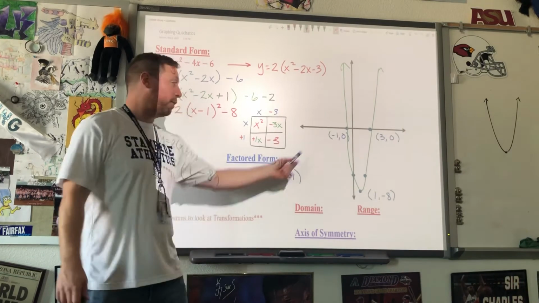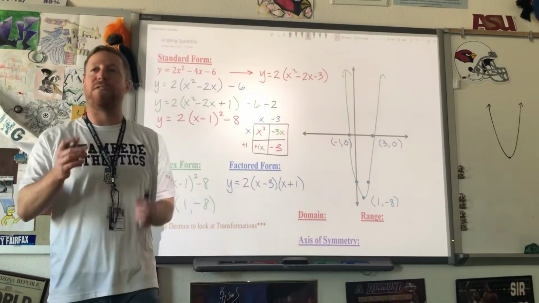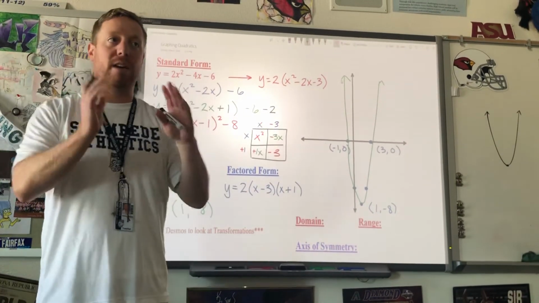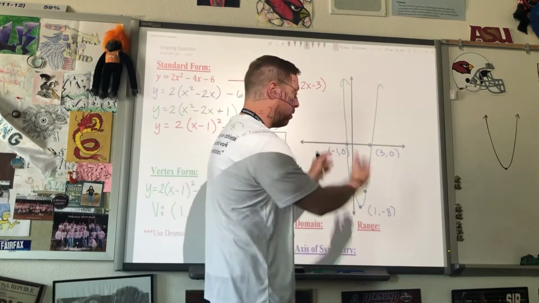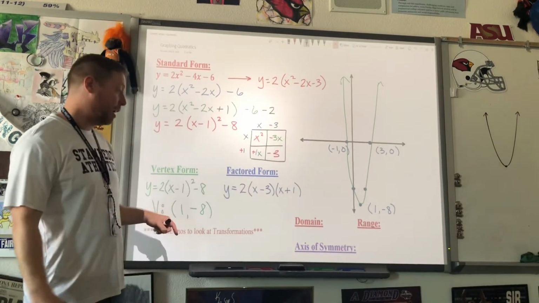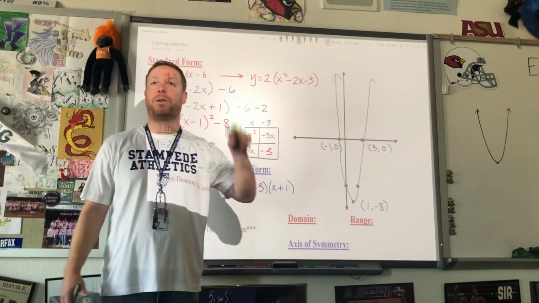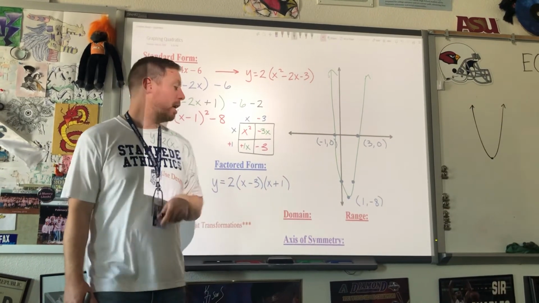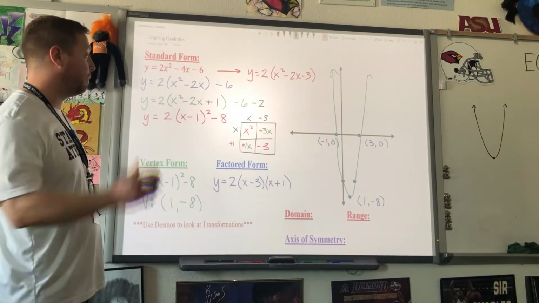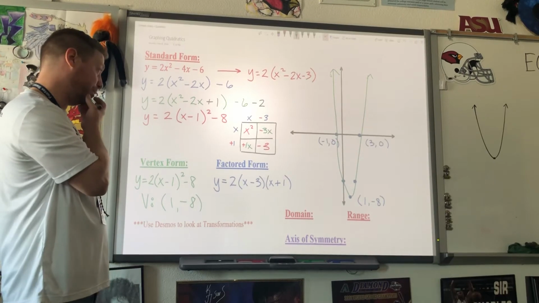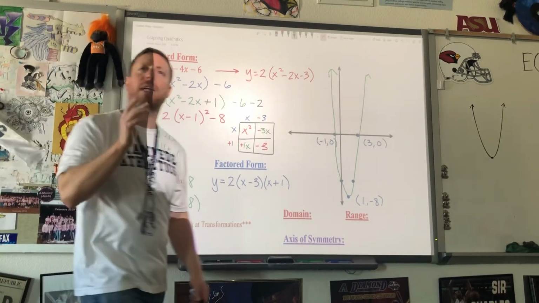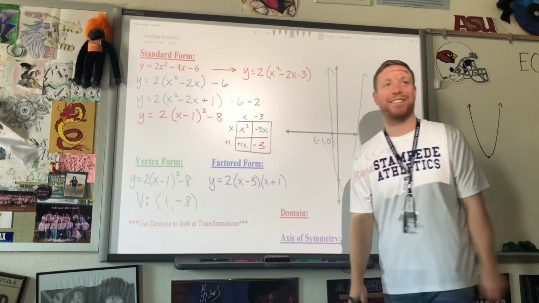It does not affect the roots. It did not affect the vertex. It only affects two things. How wide or narrow the parabola is. So this is a narrow parabola because of that 2. And it also affects, if it were -2, it would flip. Okay? All right. Moving on. We are almost done with this video. Thank God. There's a couple more things from Alex I have to tell you.